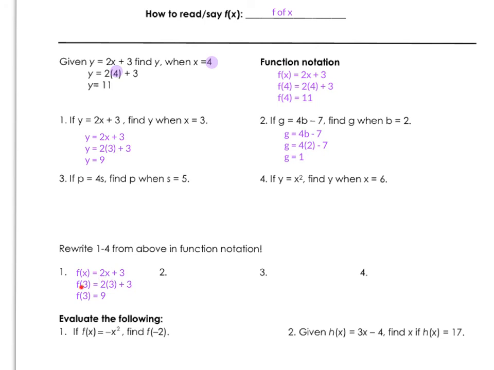Then over here I'm showing that I'm subbing in the 3, and then I'm putting the 3 in place of x in my equation, and that'll give me my output of 9. So f of 3 is a fancy way of saying y equals 9. So it means the same thing, but this is in function notation. So you'll continue doing that for 2, 3, and 4.